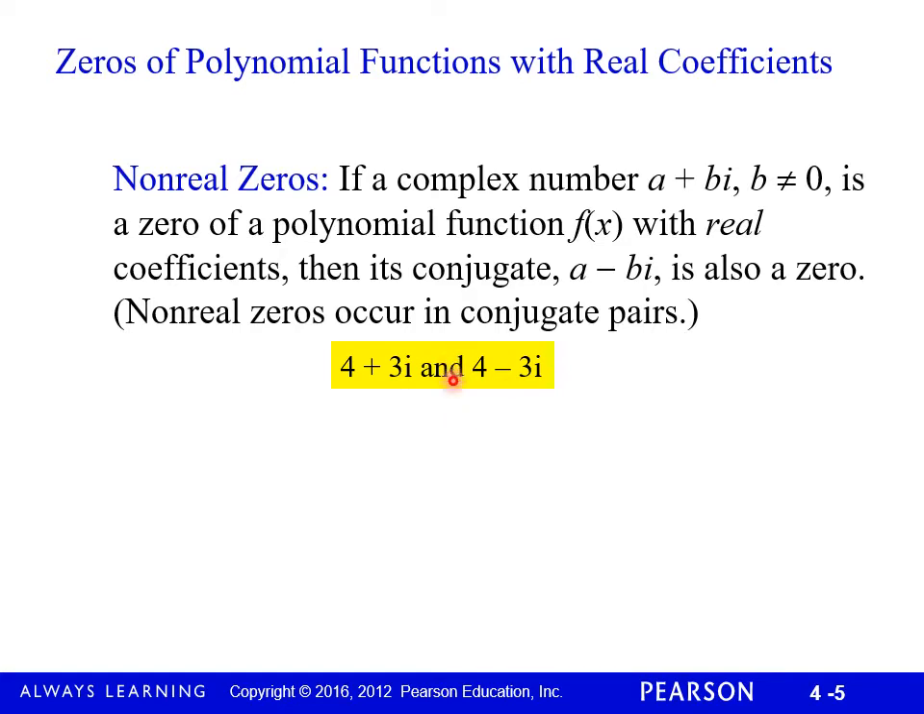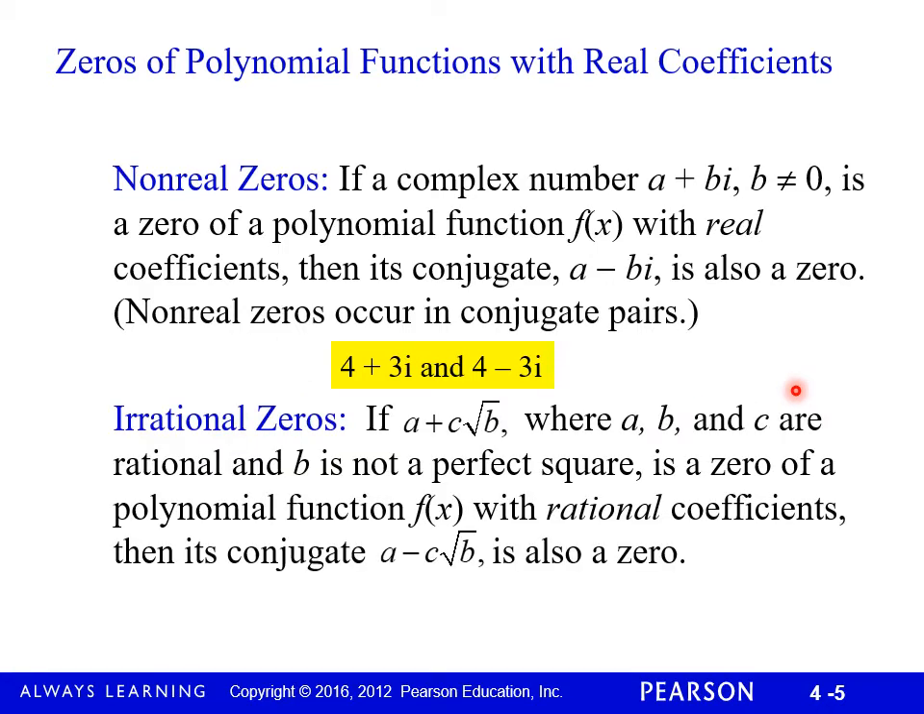And remember, we're not changing the sign of everything here. We're just changing the operation from plus to minus or vice versa. We're not changing the polarity or the sign of the first digit. For irrational zeros, if a plus c times the square root of b, where a, b, and c are rational and b is not a perfect square, is a zero of a polynomial function f of x with rational coefficients, then its conjugate, a minus c times the square root of b, is also a zero.